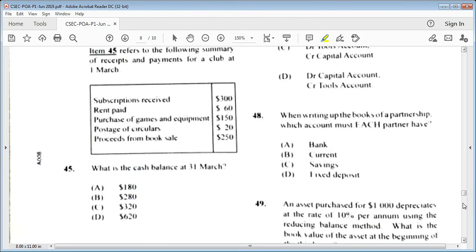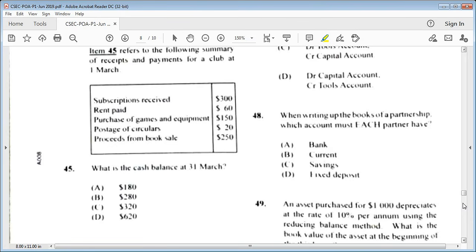Item 45 refers to the following summary of receipts and payments for a club at the 1st of March. Subscription received $300. Rent paid $60. Purchase of games and equipment $150. Postage of circulars $20. Proceeds from book sale $250. What is the cash balance at 31st of March? Is it A, $108, B, $280, C, $320, or D, $620?